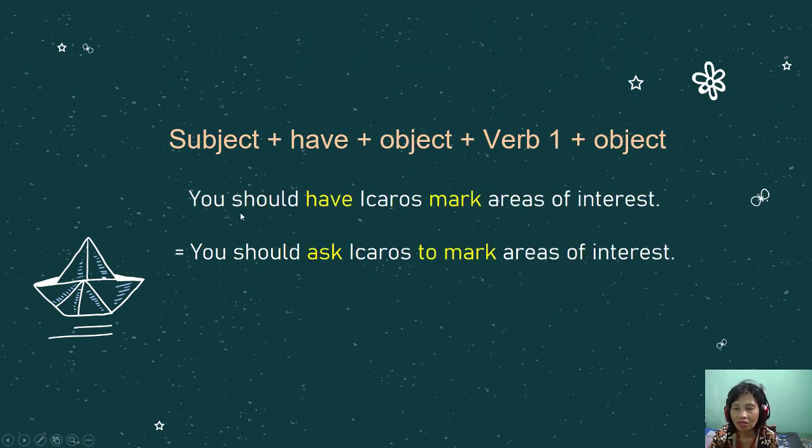Okay, next. Now we have the verb have, object, again the base form. You should have Icarus mark areas of interest across. This is the base form. The meaning of have is the same as ask. Ask, of course, needs to here, the to infinitive. You can have request or you can have beg. They are the same. So I repeat, the meaning of have here is a request.